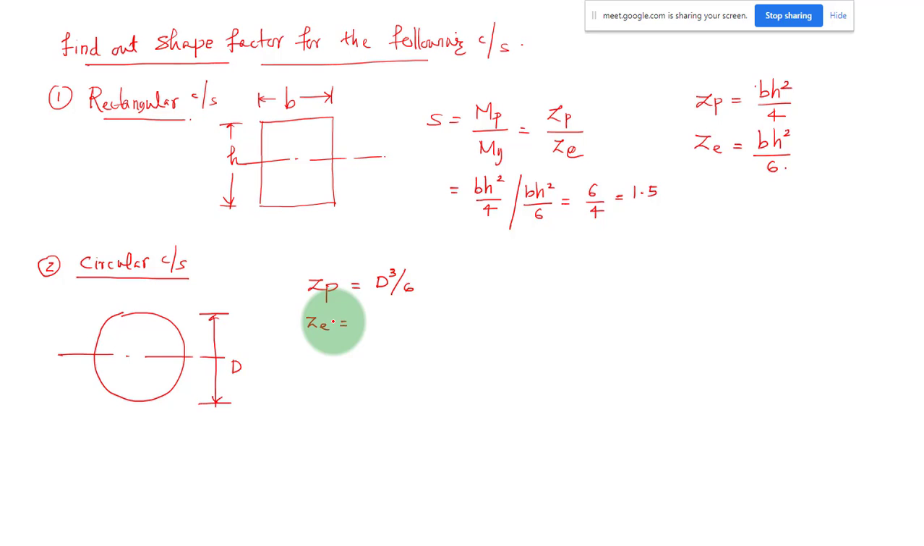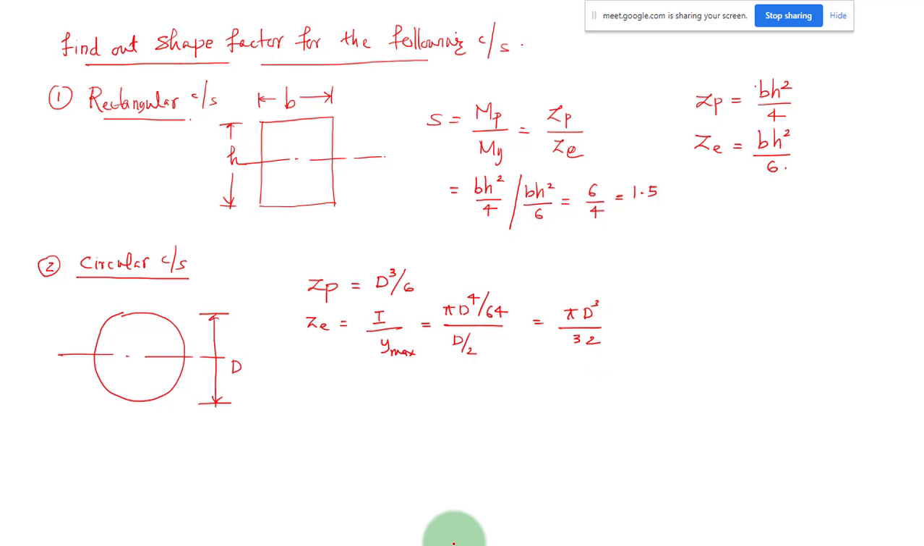Hello, am I audible? Yes, sir. Okay. So we can find the elastic section modulus, that is I by y. I is pi d raised to 4 by 64, divided by d by 2, so that is pi d cube by 32. This is all standard result, pi d cube by 32.